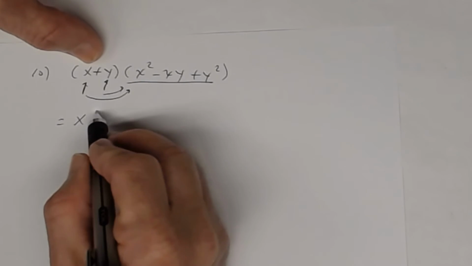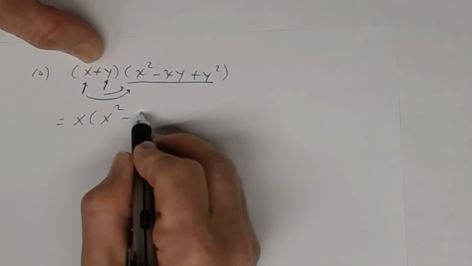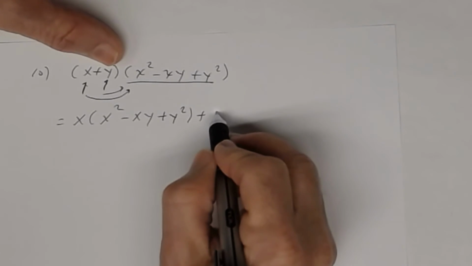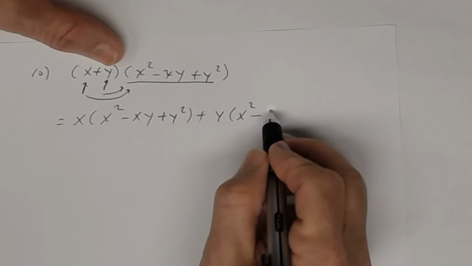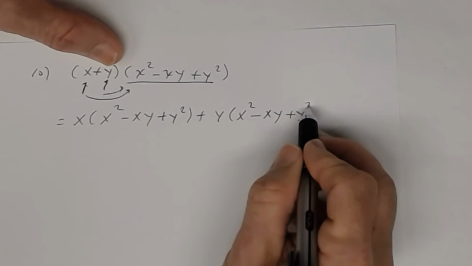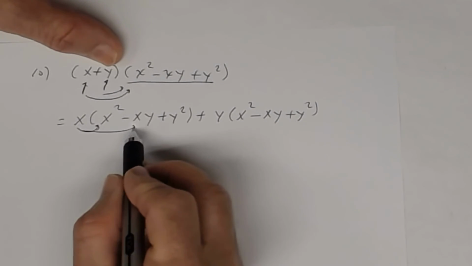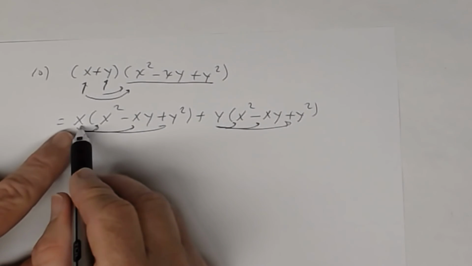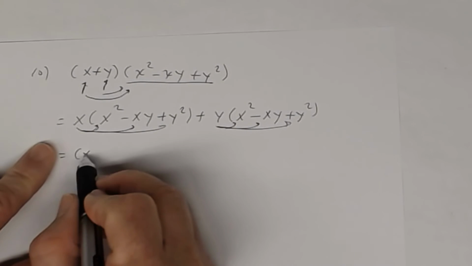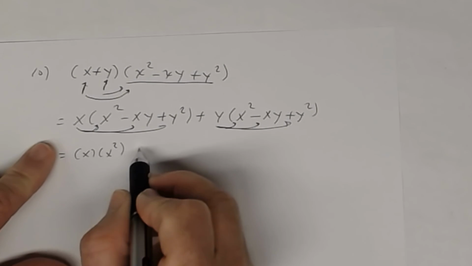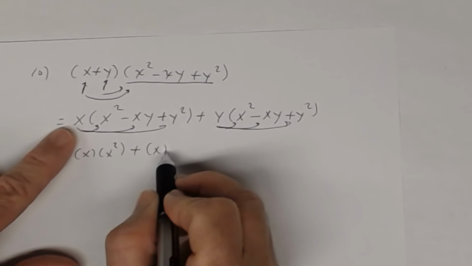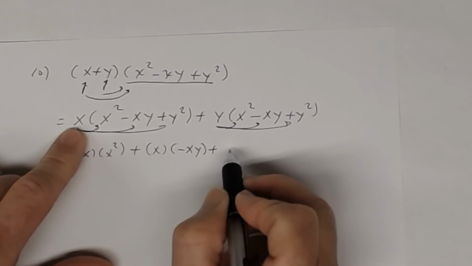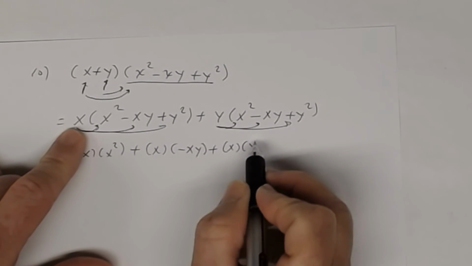So you're going to say x times that second polynomial, just like this, plus y times that second polynomial. Okay? And now using distributive property in both cases. So you're saying x times x squared. So mentally you're saying x times x squared, right? Plus, and then you're saying x times a negative xy, plus, and then x times y squared.